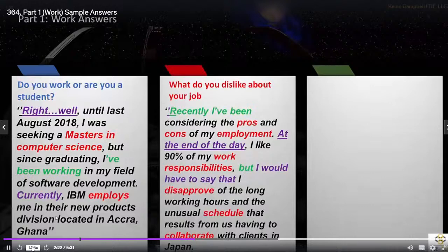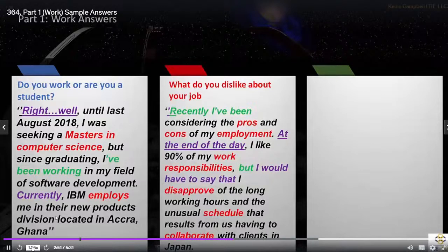Next, what do you dislike about your job? Recently, I've been considering the pros and cons of my employment. At the end of the day, I like 90% of my work responsibilities, but I would have to say that I disapprove of the long working hours and the unusual schedule that results from us having to collaborate with clients in Japan.